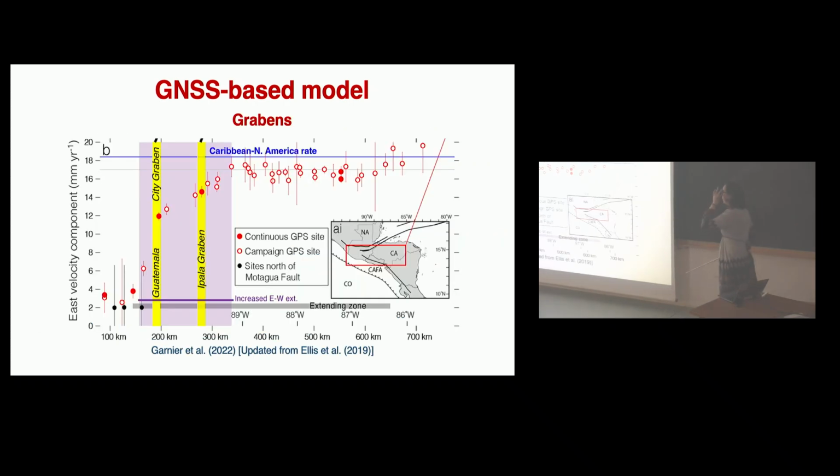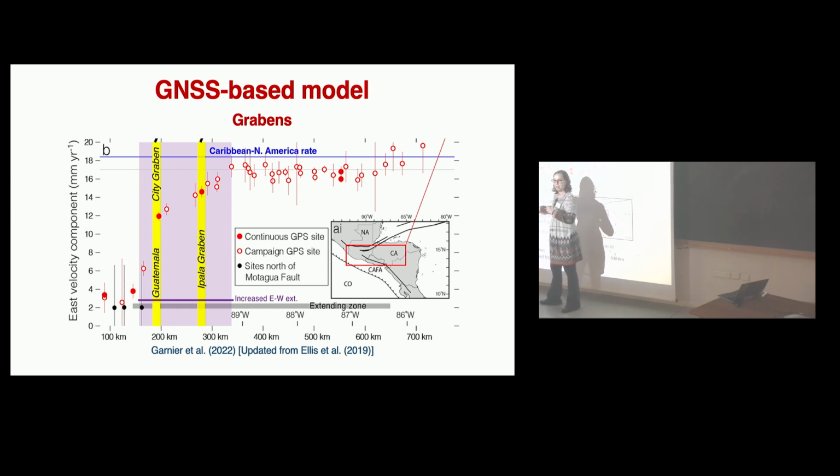Then if we think of the graben region, since this is GNSS, we don't have a super dense network around the grabens. They took this big rectangle, grabbed all the stations that were there, and obtained the east component of the velocity, and this is the plot that you get. What we see is that the extension of this part of the Caribbean plate is very focused in the area of the grabens.